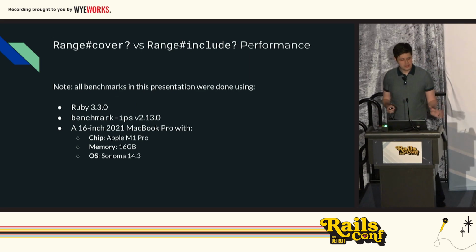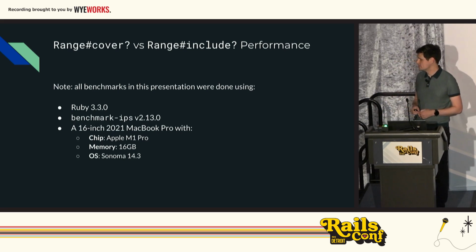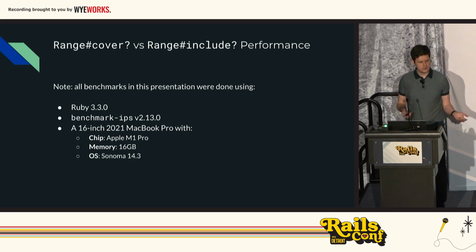So there are going to be some benchmarks in this talk. All of them are using Ruby 3.3.0. Didn't get the chance to upgrade to 3.3.1 in time. Benchmark IPS and the MacBook that I am presenting on today might be a little bit different if you're using a different version of Ruby, different computer.